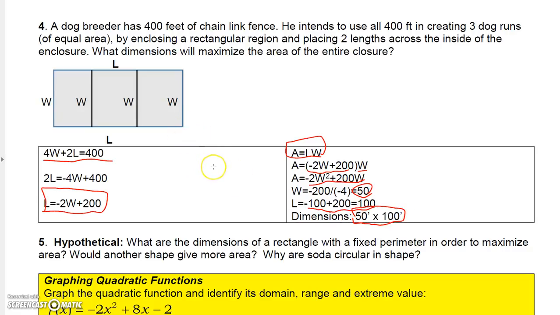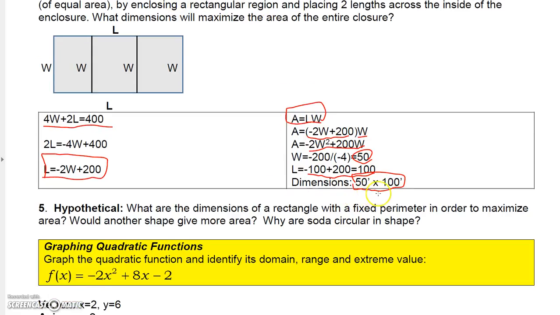Now what's interesting about this is that if you make these widths shorter and these lengths longer, you could still use 400 feet, but you would have a different area. So depending on what you made these widths, the area would change even though you're using the same amount of fence. So the idea here is to get the most area possible by using this 400 feet of fence, and it turns out I need to do 50 by 100 for my dimensions.